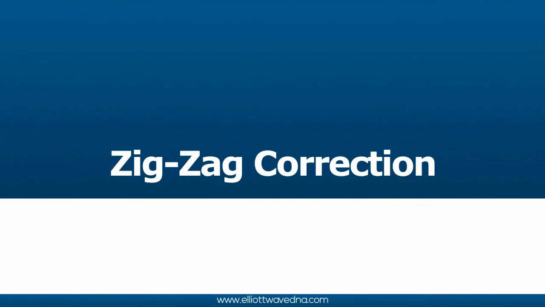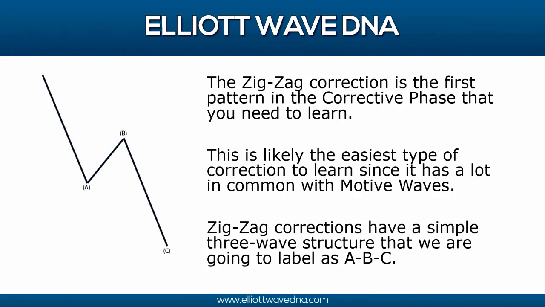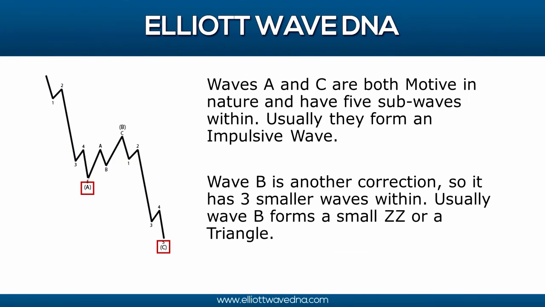Zigzag correction. The zigzag correction is the first pattern in the corrective phase that you need to learn. This is likely the easiest type of correction to learn since it has a lot in common with motive waves. Zigzag corrections have a simple three-wave structure that we are going to label as A, B, and C. Waves A and C are both motive in nature and have 5 subwaves within. Usually, they form an impulsive wave.